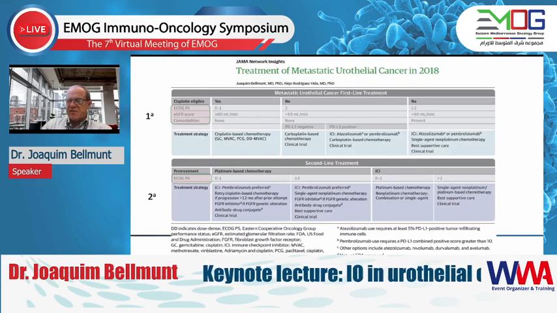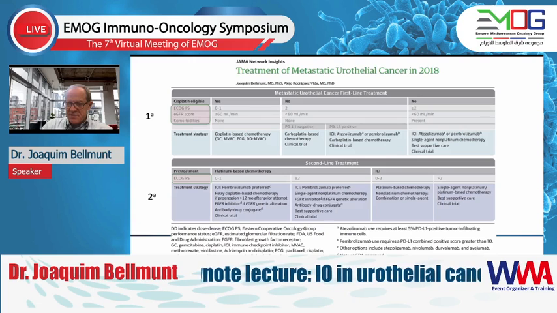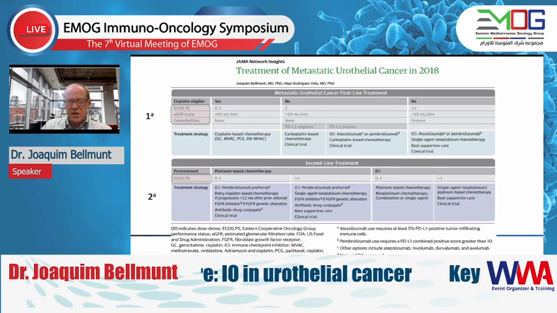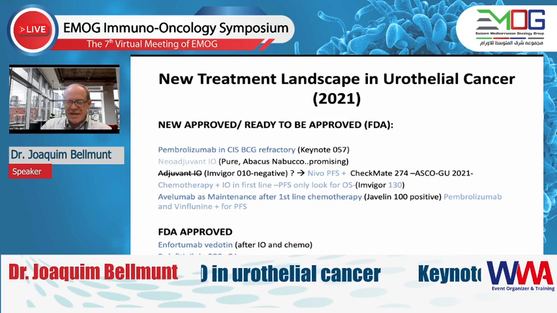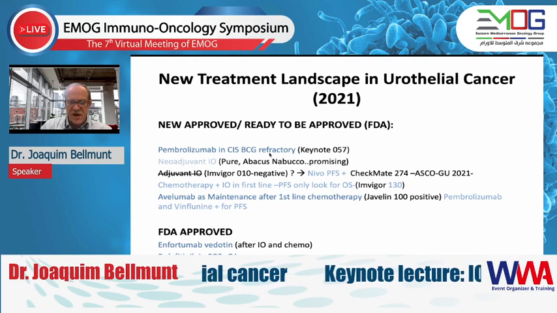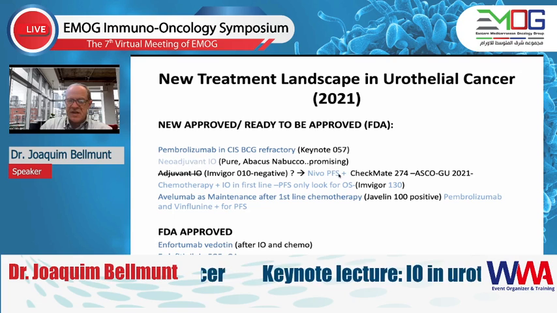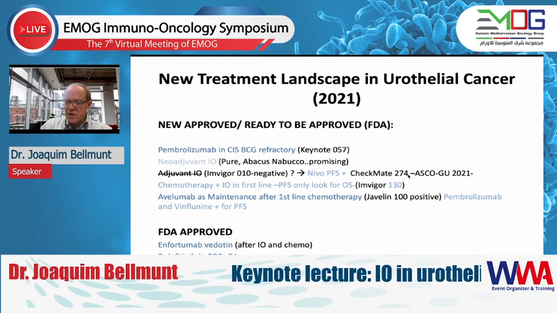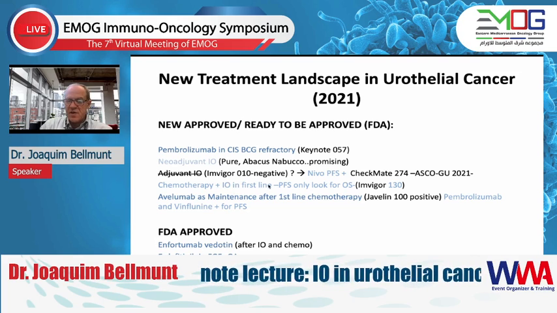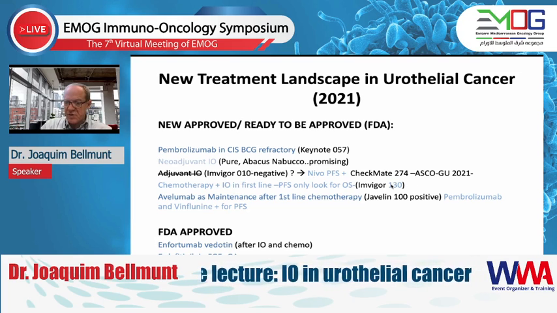So this is an algorithm in 2018 that we just published before enfortumab vedotin being approved. This has completely changed, meaning that the field of bladder cancer has changed quite quickly. We can see here what's happening in 2021. We have pembrolizumab in CIS, BCG refractory. We have seen the interesting data on the neoadjuvant. We have seen in the adjuvant the results of the Checkmate 274, the nivolumab in the adjuvant setting. Chemotherapy and immunotherapy, we need to wait for overall survival for the IMvigor.